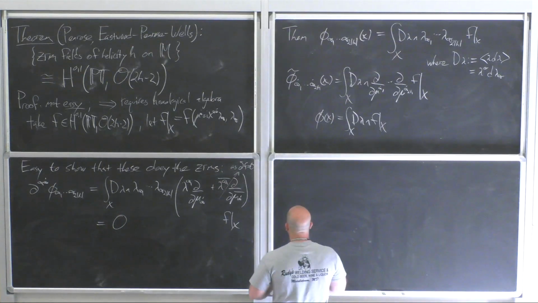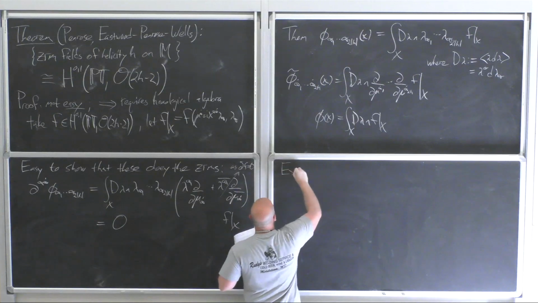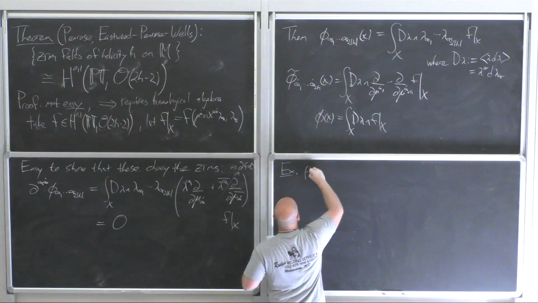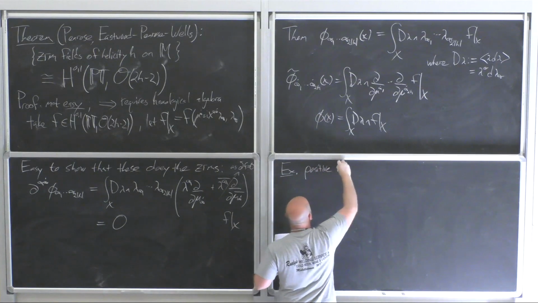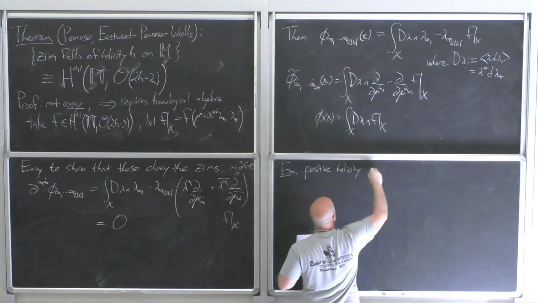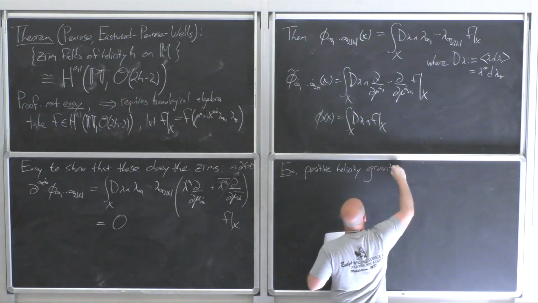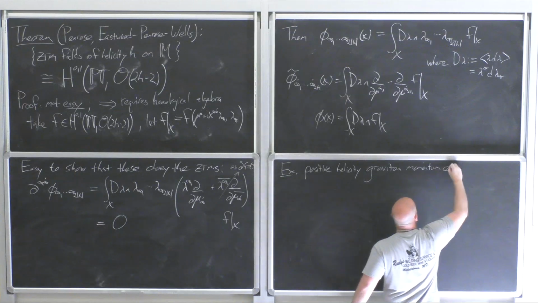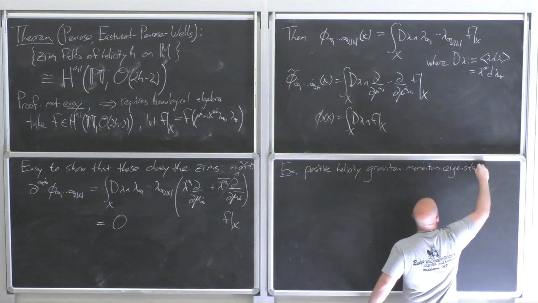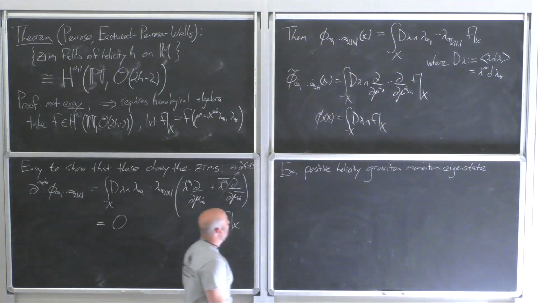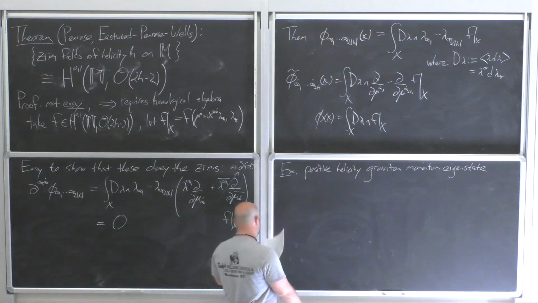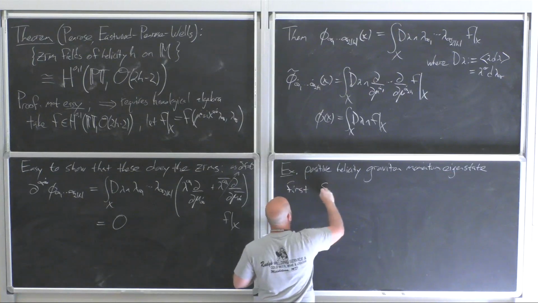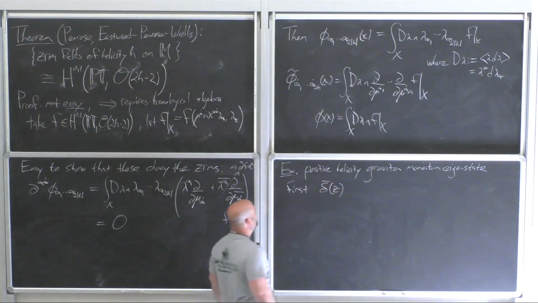So, for example, let's do a positive helicity graviton momentum eigenstate. First, there's a little nifty tool. Let's define something I'll call delta bar of z.